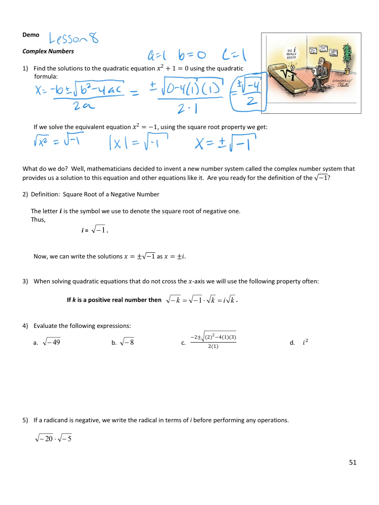Okay, when you're solving quadratic equations that do not cross the x-axis, we use the following property often. If you're trying to take the square root of a negative number, rewrite it as the square root of negative 1 times k, and then the square root of negative 1 will be replaced with an i. So for example, the square root of negative 49, I would rewrite that as the square root of negative 1 times 49, and the square root of negative 1 times the square root of 49. And then the square root of negative 1 is i, and the square root of 49 is 7. So this is 7i.